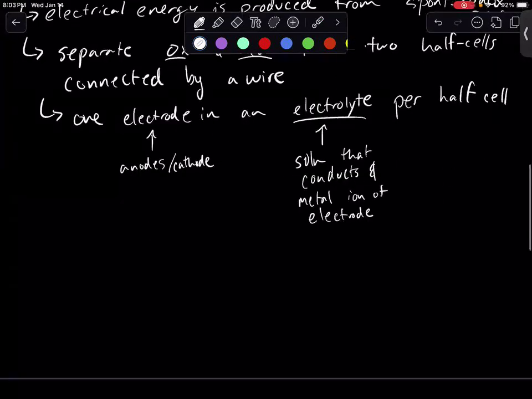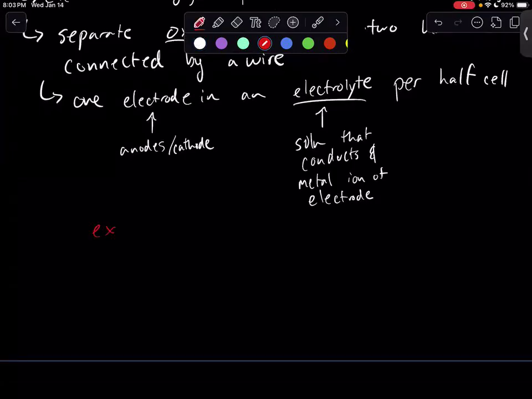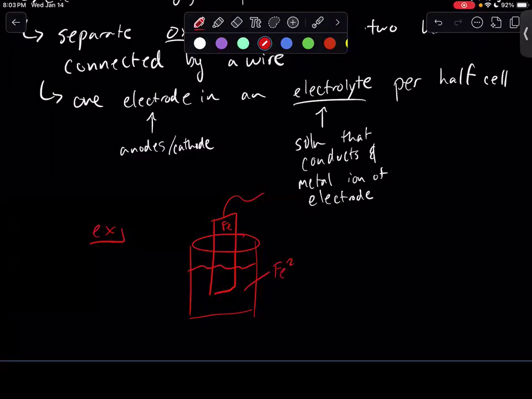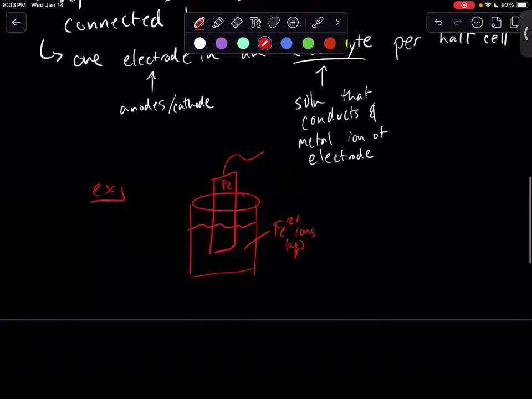So, for example, we can look at an iron half cell. So an iron half cell might look a little like this. You have your piece of iron, your electrode. It is connected by a wire to the other half cell, and it is suspended in a solution. That solution is going to contain iron 2 plus ions, specifically aqueous. So it's going to be able to both conduct electricity, carry a charge, and it has the ions of the metal.